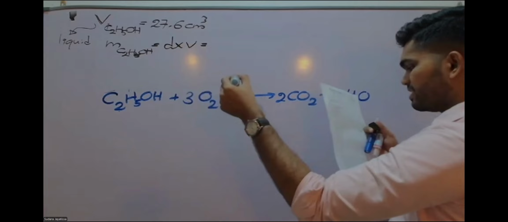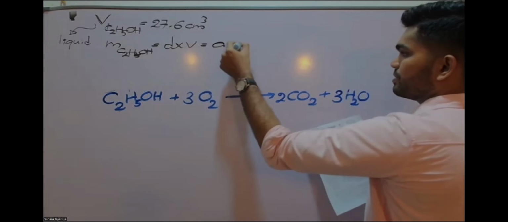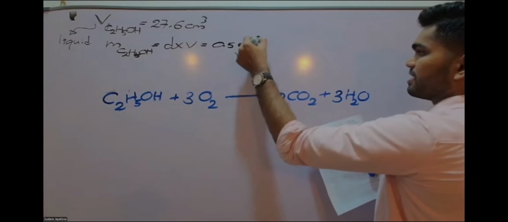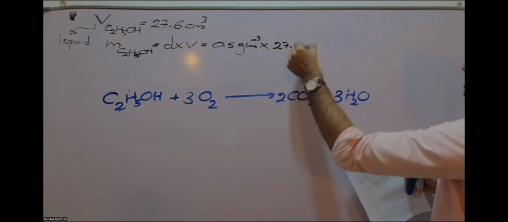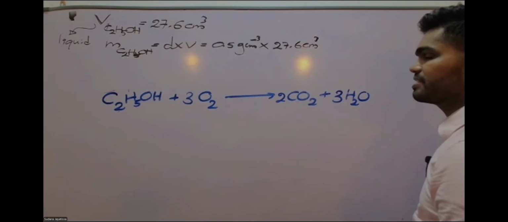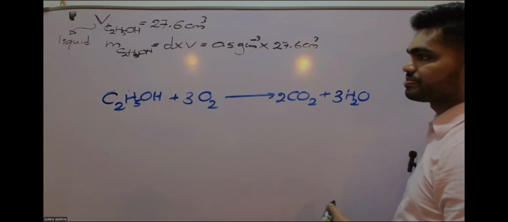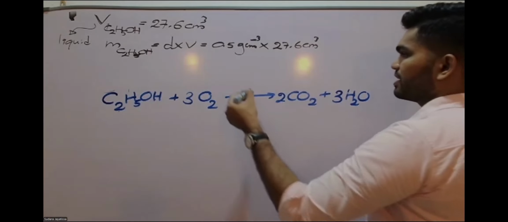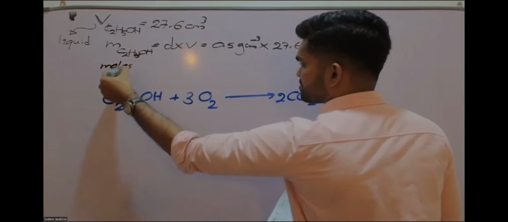So what is our density? The density is given as 0.5 grams per cubic centimeter, and we multiply it by the volume, 27.6 cubic centimeters. From this you will get the grams of ethanol we have, and then you can find the moles of ethanol.